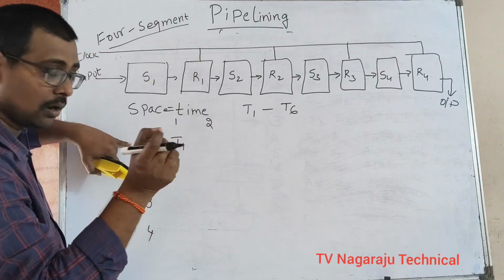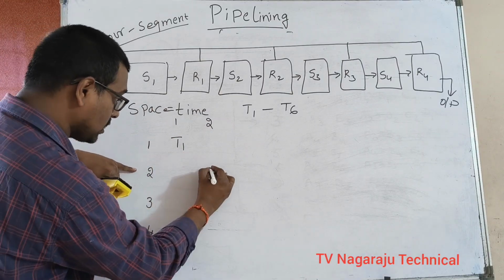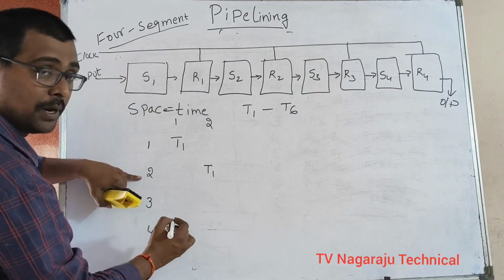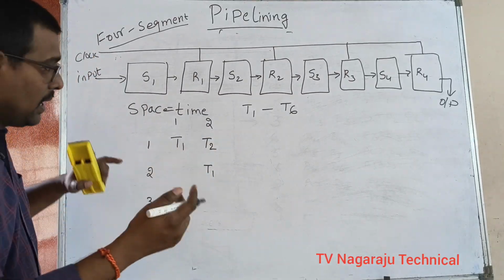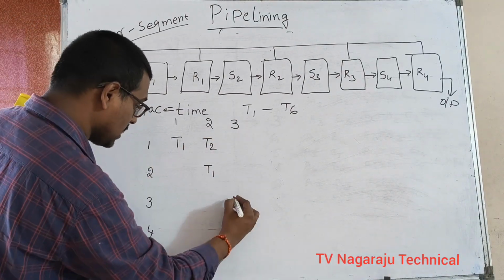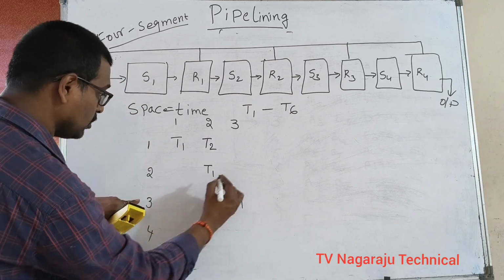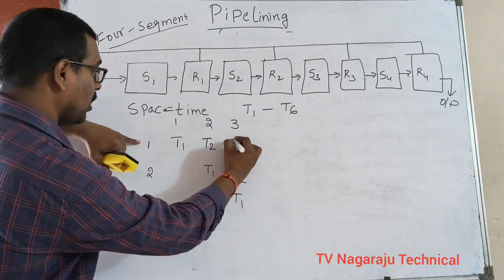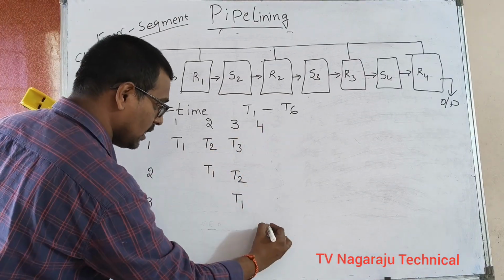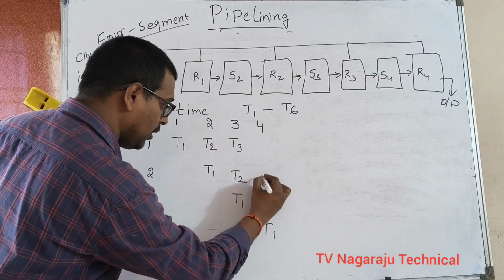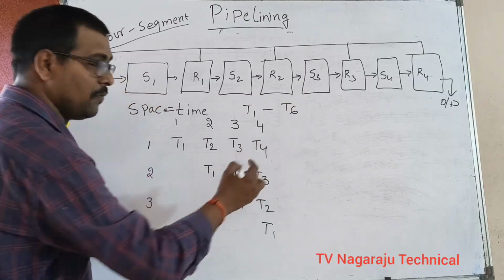Suppose in the second clock cycle, what happened? Task T1 is moved to segment 2 and T2 appears here. Got it? Level by level. Now in the third clock cycle, T1 is moved to the next segment, here T2, and T1 is allocated a new segment. In the fourth clock cycle, T1, T2, T3 and T4.